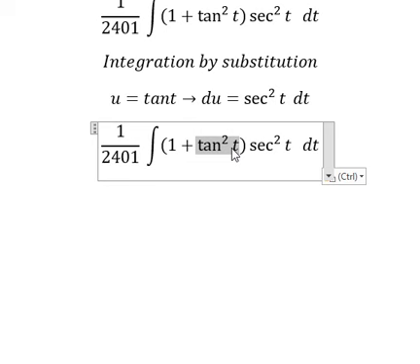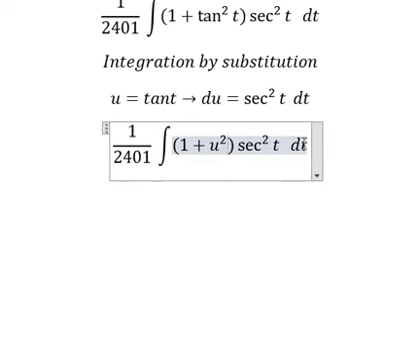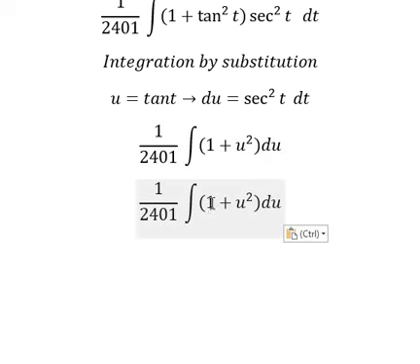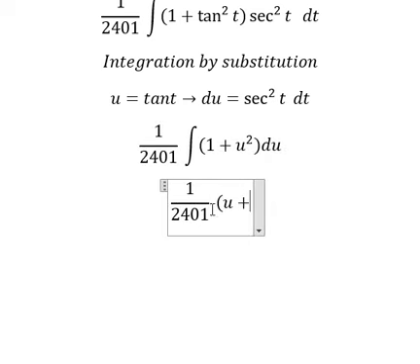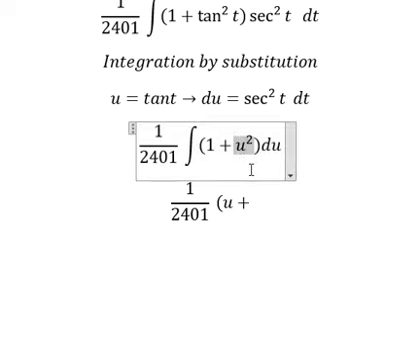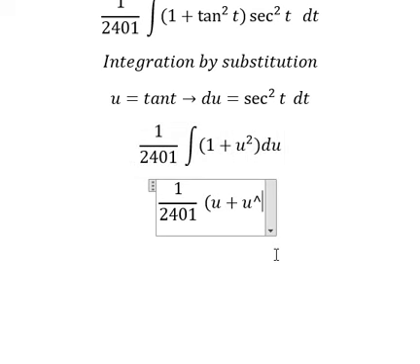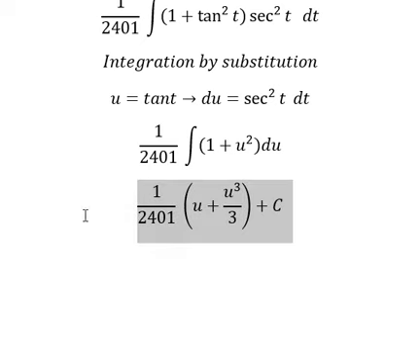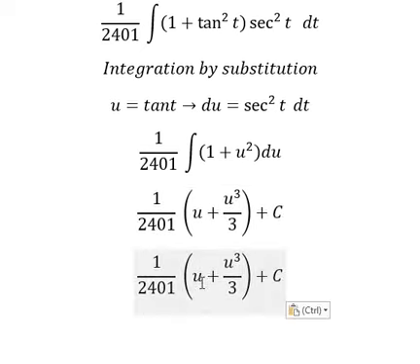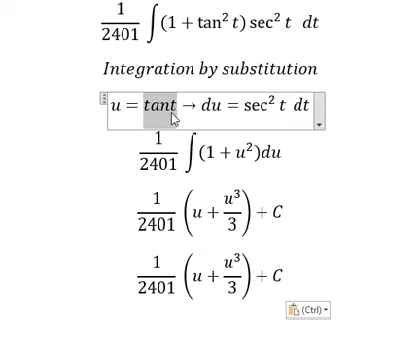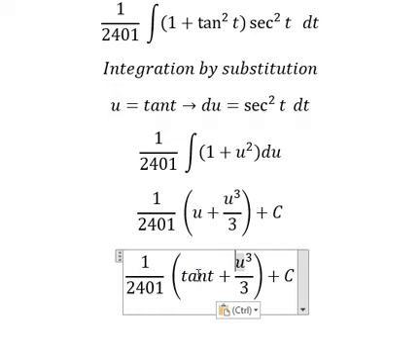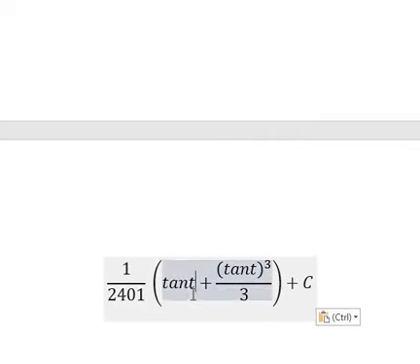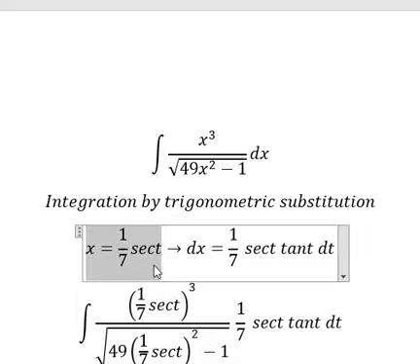This one we change for u. This one we change for u. The integration of number 1, that is u. The integration of u squared, that is u to the power of 3 over 3. And I will put c. About u, that is tan t.